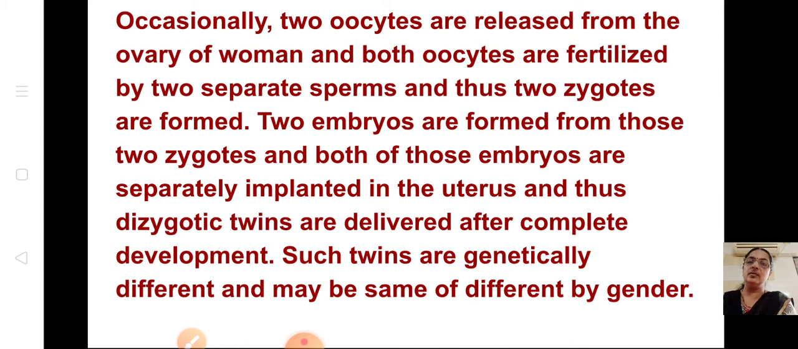At that time, two sperms fuse with these two oocytes, and two zygotes are formed. These embryos are separately implanted in the uterus, and thus dizygotic twins are delivered after complete development. Such twins are genetically different and may be the same or different in gender. So they need not be similar in gender. One can be a boy and one can be a girl, and the appearance also will not be the same. They are genetically different.